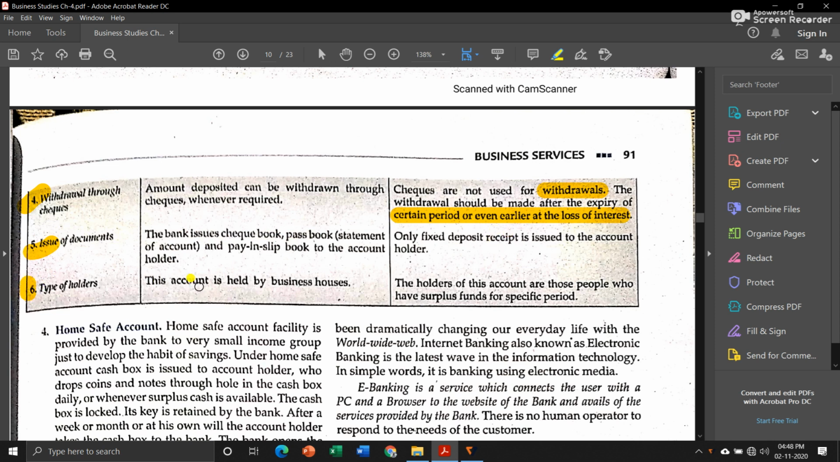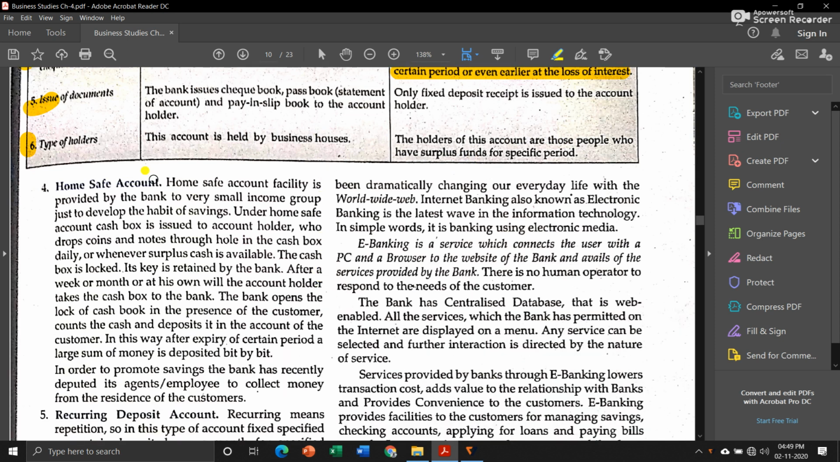Then type of holders. The current account holders are no one but business houses, but fixed deposit account holders can be individual or joint persons. Holders of this account are those who have surplus funds for a specified period. Now the fourth type of account is home safe account.